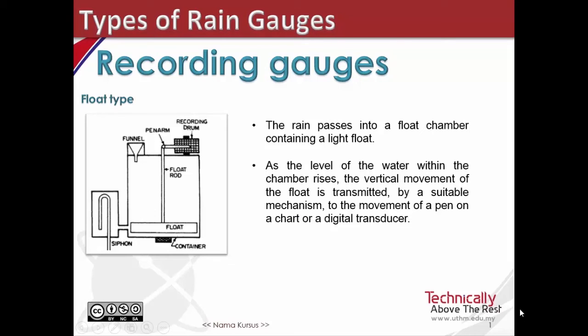In the float type instrument, the rain passes into a float chamber containing a light float. As the level of the water within the chamber rises, the vertical movement of the float is transmitted by a suitable mechanism to the movement of a pen on a chart or a digital transducer. By suitably adjusting the dimensions of the collector orifice, the float and the float chamber, any desired chart scale can be used.